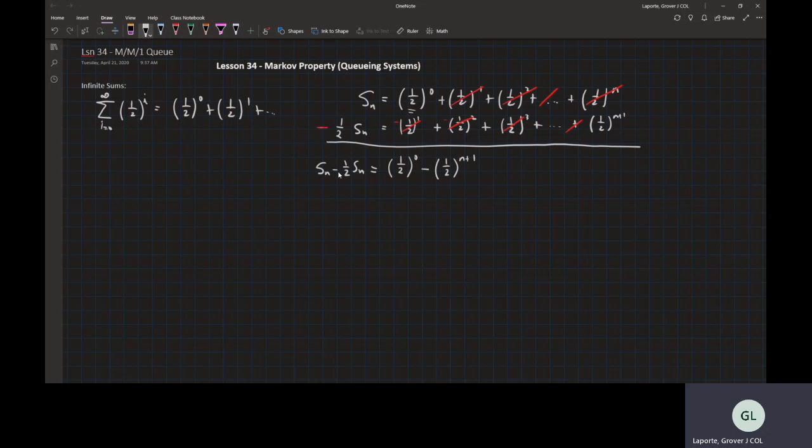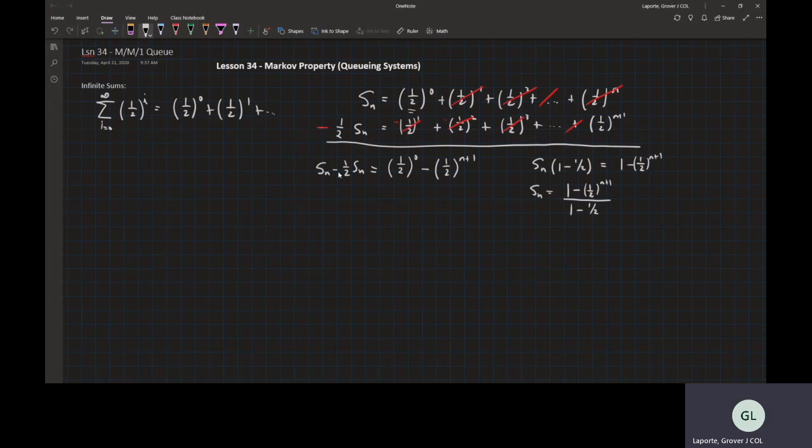So now we're going to just solve for Sn. If we solve for Sn, we get Sn times (1 minus 1/2), because I took an Sn out of the left-hand side of each one of those terms. And 1/2 to the 0 is just 1, minus 1/2 to the n plus 1. So Sn is 1 minus 1/2 to the n plus 1, all divided by 1 minus 1/2. I'm going to leave it looking like that just for a second.